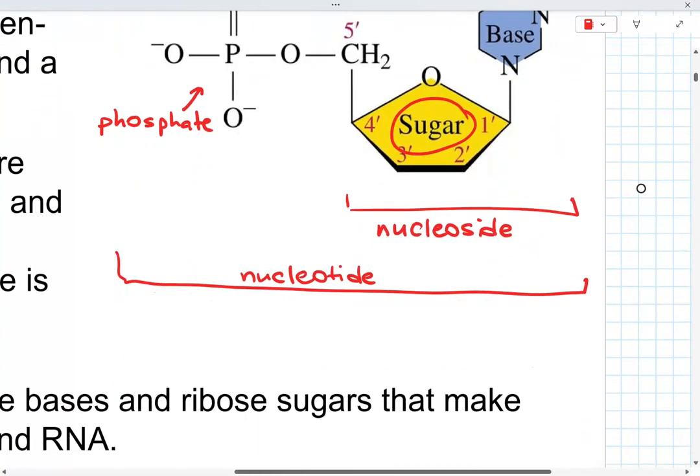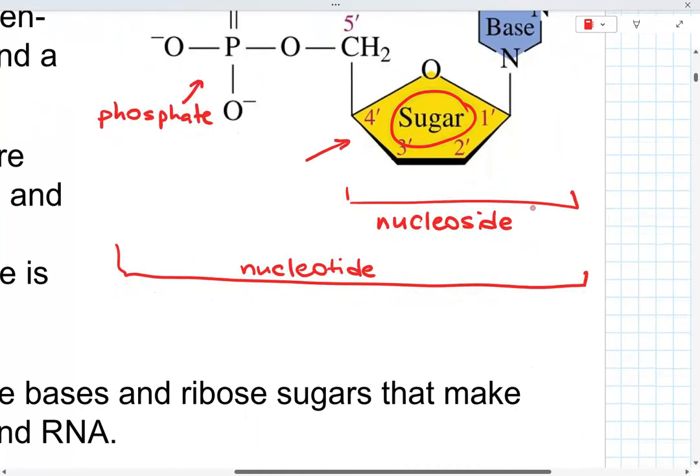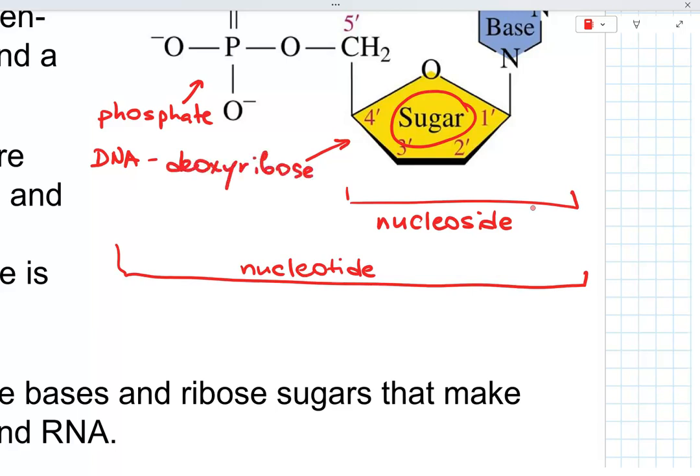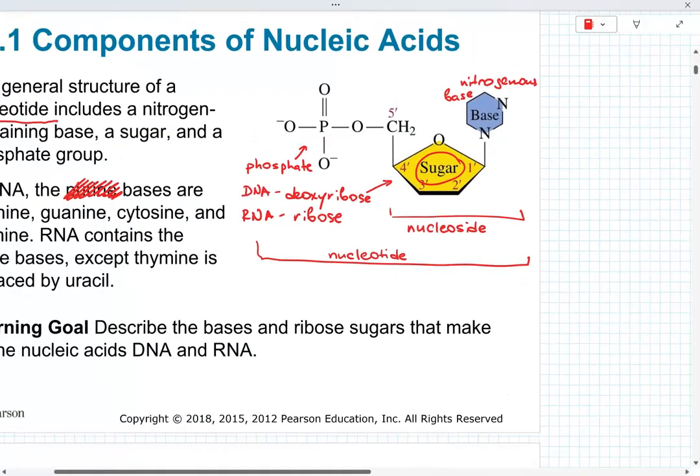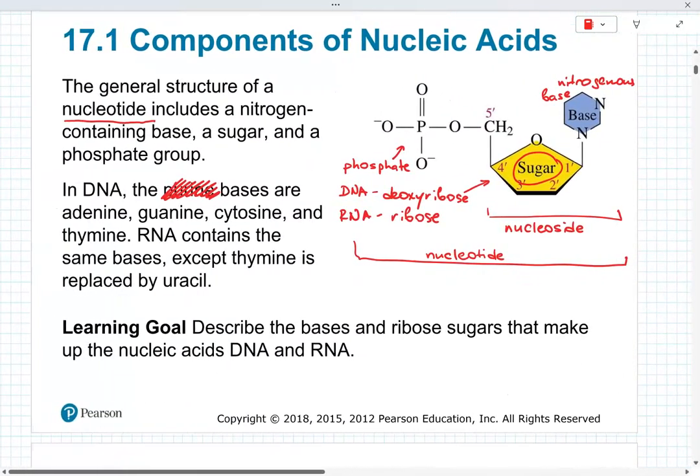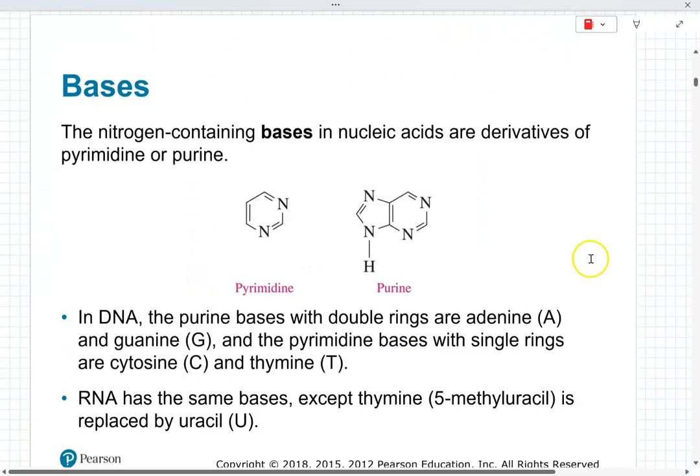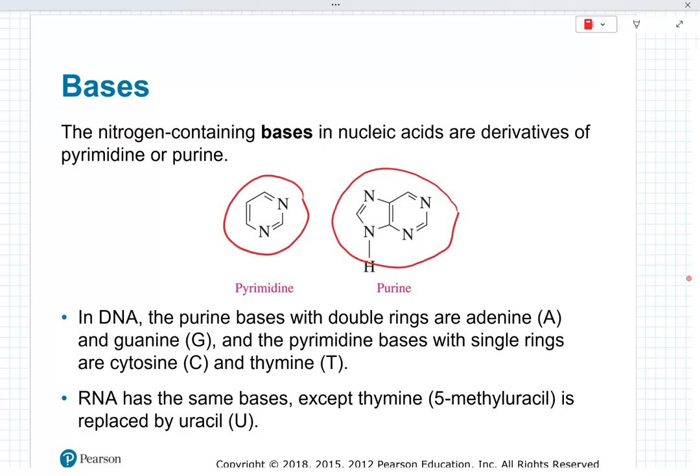Within the same molecule, okay, sugars and phosphate are the same. So for instance, if it's DNA, deoxyribose; RNA, ribose. So effectively, the only thing that distinguishes one nucleotide from another is the base. Okay. Two types of bases, pyrimidine and purine.